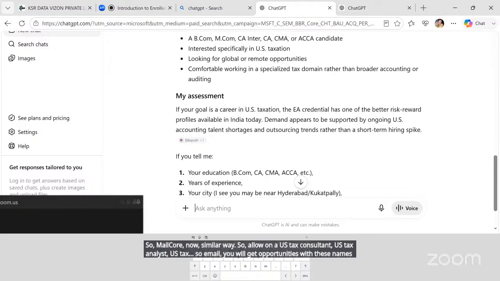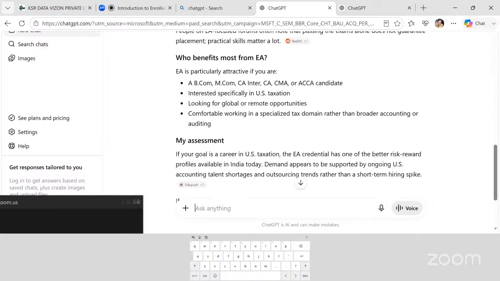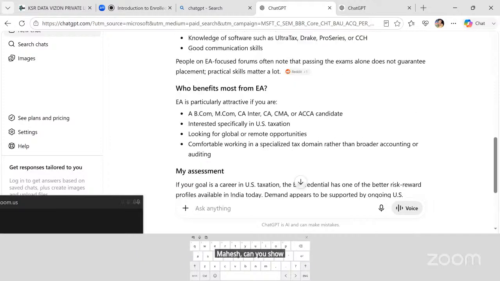Hyderabad, Bangalore, Ahmedabad, you will get a lot of opportunities, guys. Mahesh, can you show on the portal as well? Sorry. Job opportunity.